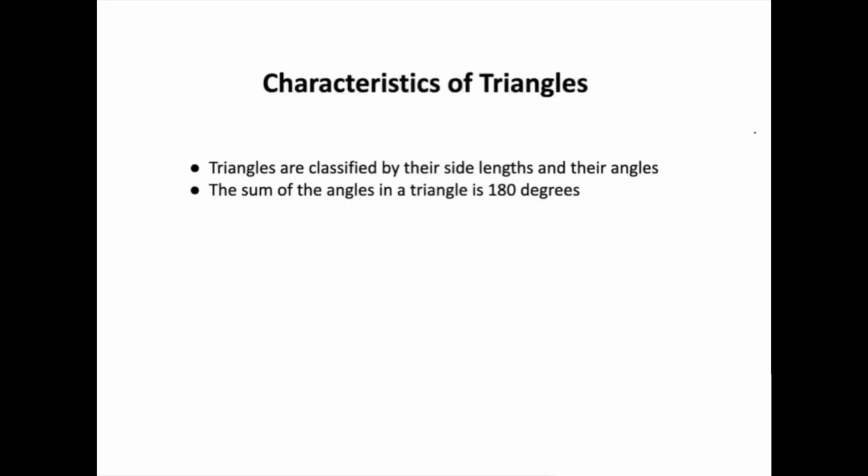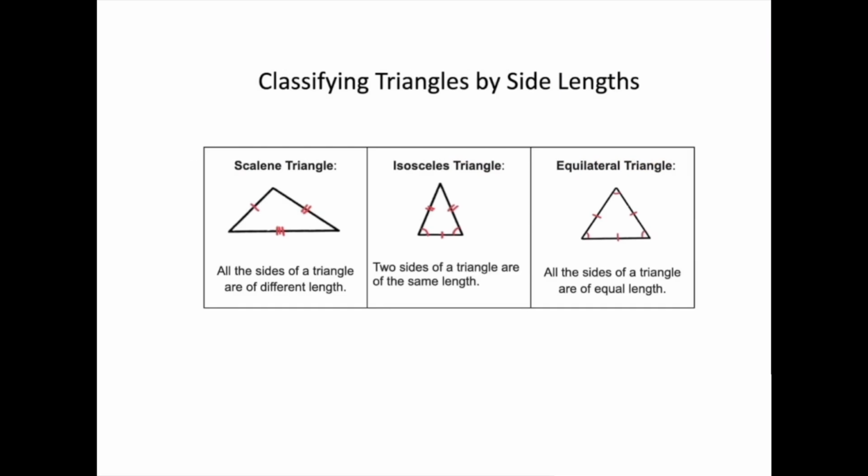In this video, we're going to talk about the characteristics of triangles. First, triangles are classified by their side lengths and by their angles. After we classify triangles, we're going to talk about the angles within the triangle. The sum of the angles in a triangle equals 180 degrees. What this means is that if you have two of the three angles, you can use this rule to find the missing angle.